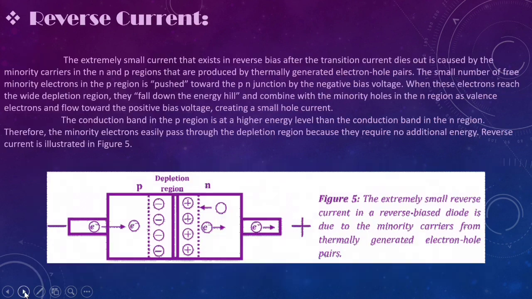We should also talk about reverse current. Reverse current, the extremely small current that exists in reverse bias after the transition current dies out, is caused by the minority carriers in the n and p regions that are produced by thermally generated electron-hole pairs. The small number of free minority electrons in the p region is pushed toward the p-n junction by the negative bias voltage. The conduction band in the p region is at a higher energy level than the conduction band in the n region. Therefore, the minority electrons easily pass through the depletion region because they require no additional energy. Reverse current is illustrated in the figure.